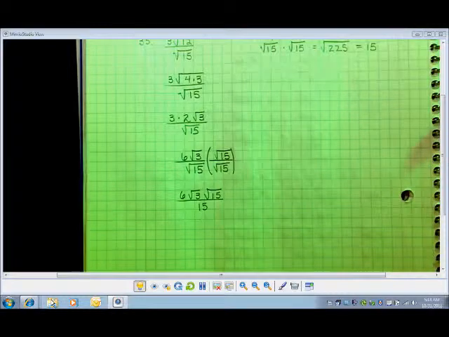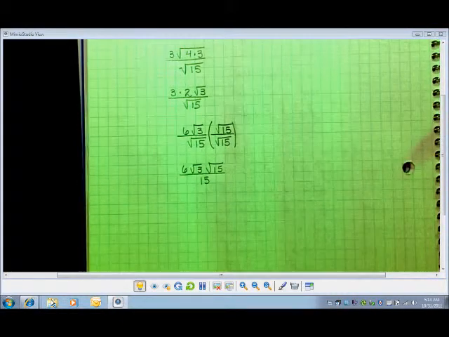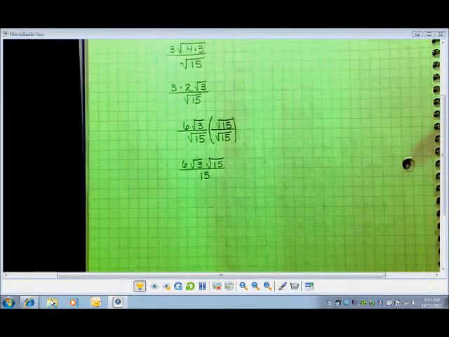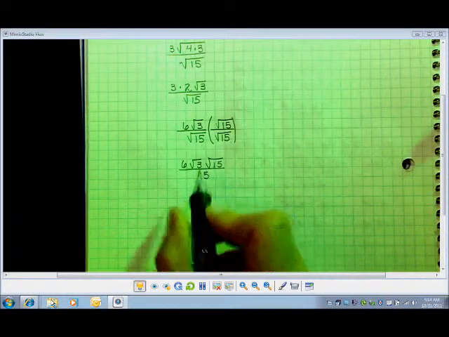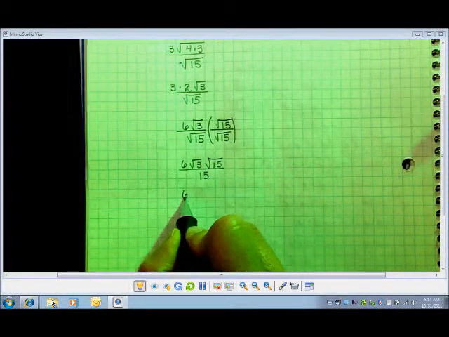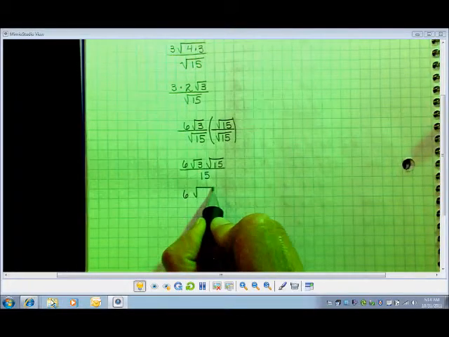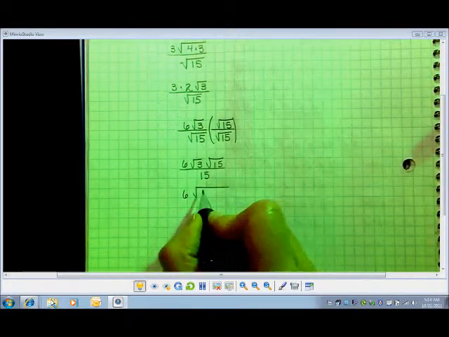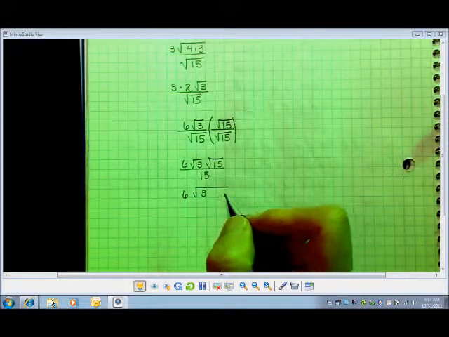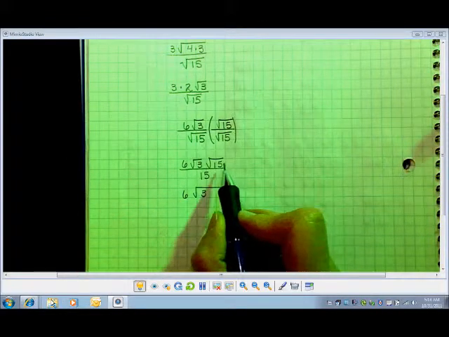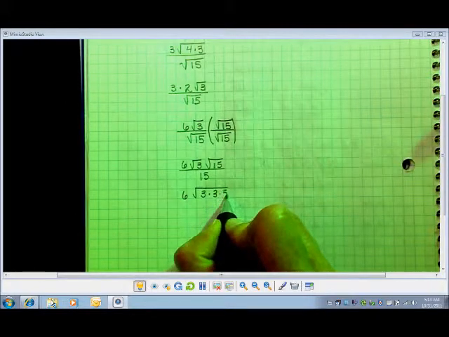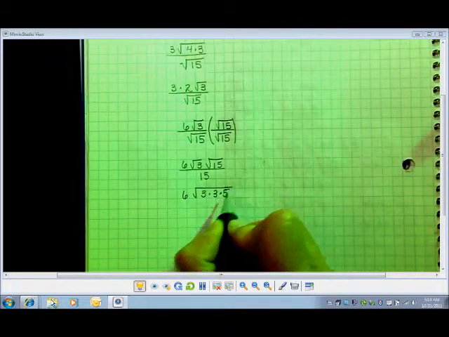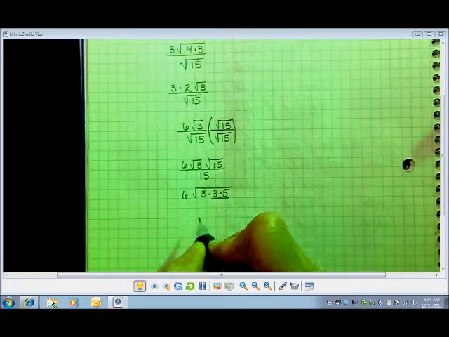Which is the same as, I could multiply those together, and I've done that before, but this time I don't want to, because I don't want to have to do all this multiplication. So what I'm going to do instead is I'm going to factor that 15. So 15 is the same as 3 times 5, isn't it? 3 times 5, that was my 15.